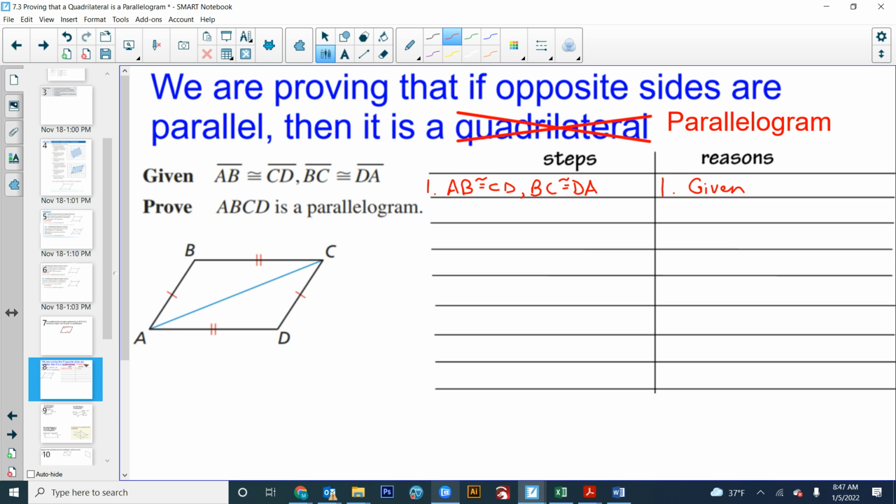We learned a lot of theorems that had to do with if blank is true, then the lines must be parallel. Remember those?